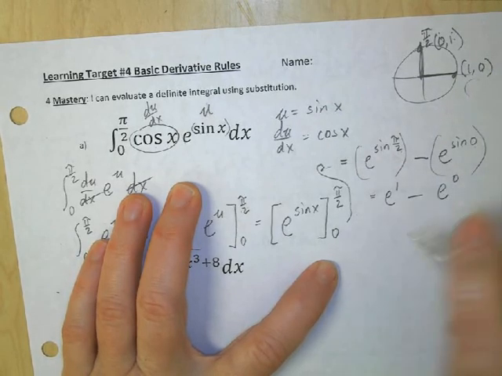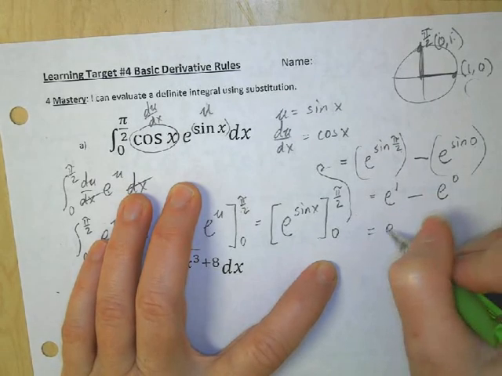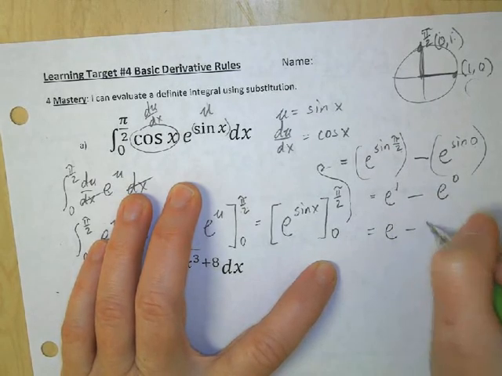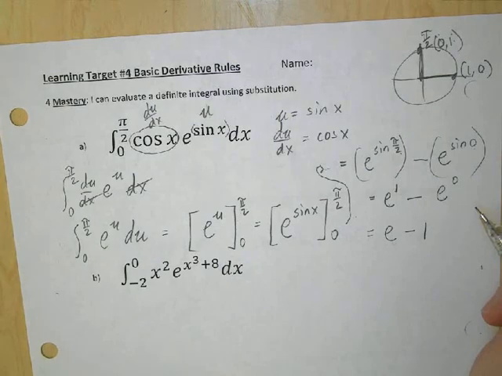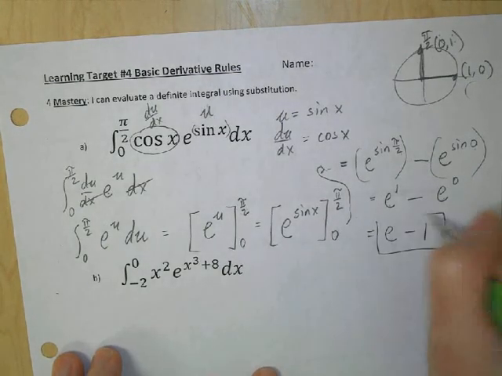Now I can simplify that. E to the first is just e. E to the 0 is 1. So my answer is e minus 1. And that's that. Let me box it since there's so much going on.